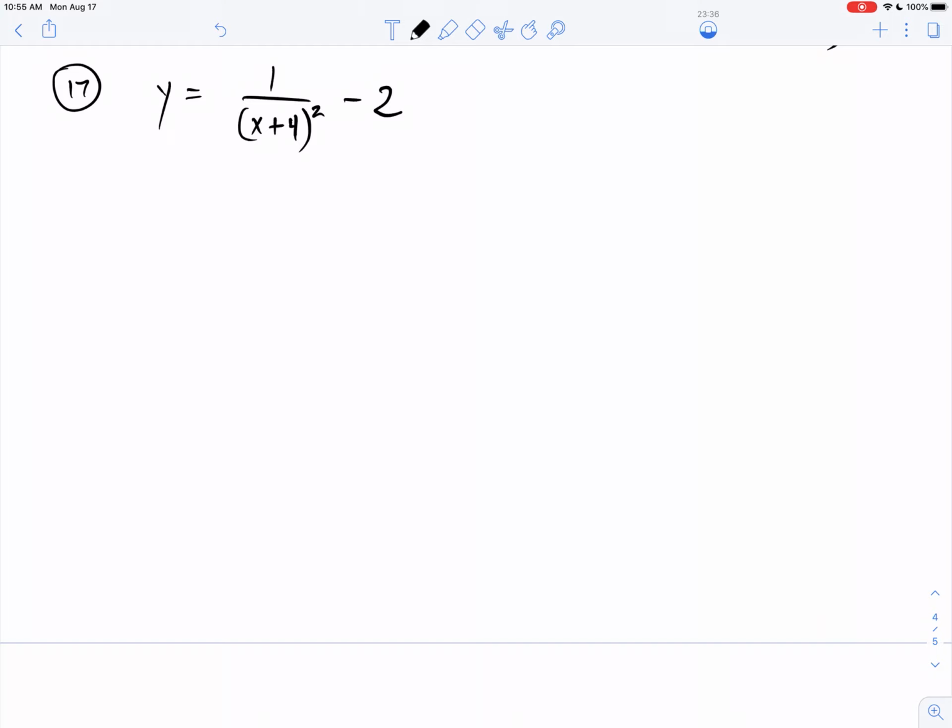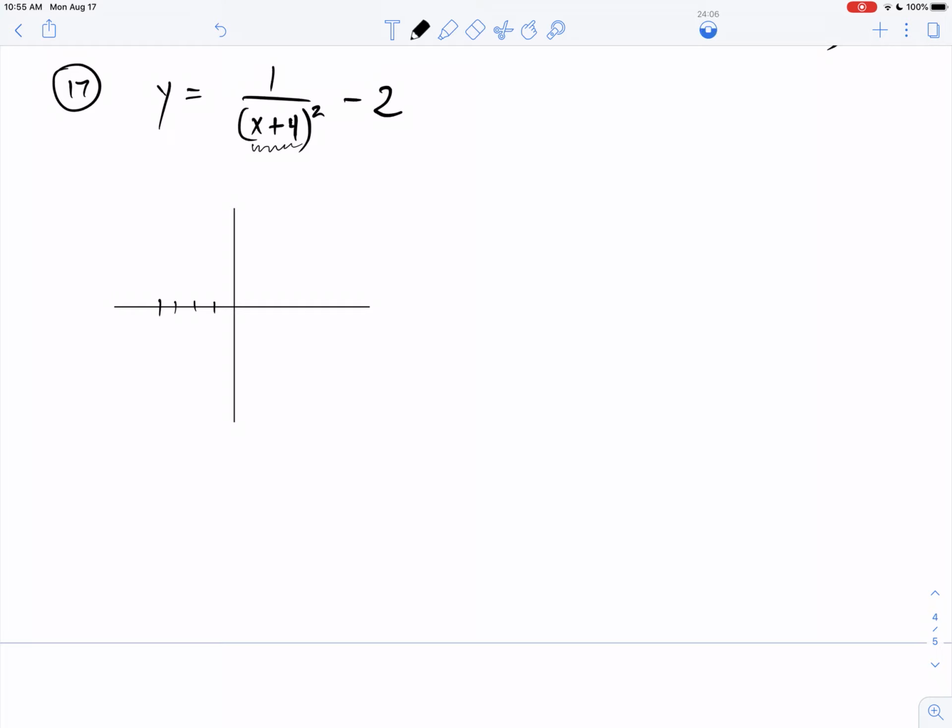This guy is the 1 over x squared parent. So this guy is not the same as the 1 over x to the first parent. So let's compare it. Here we go. This guy goes like so. I'm going to go left 4. 1, 2, 3, 4. Remember, if it connects to the x, it's sideways motion.